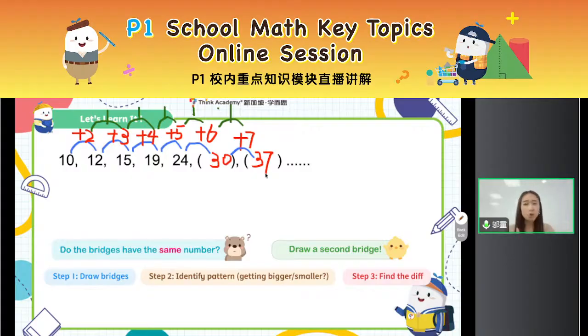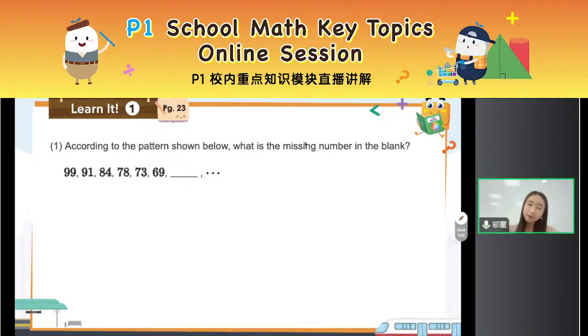So we learn from this question. Sometimes we need to draw more than one bridge, right? Okay, so you can even find there is a pattern again between their difference. So let's draw a second bridge on the number difference to make it. Well, let's see. For learn and discover, and afterwards, let's do a practice together.